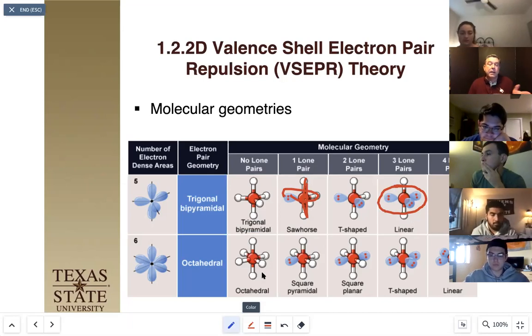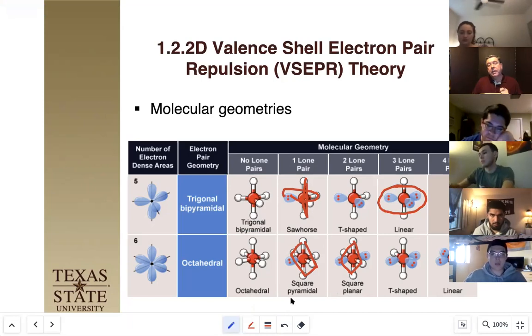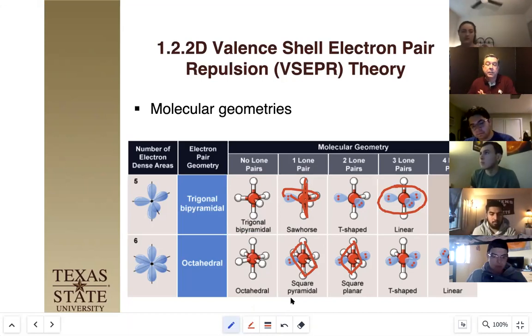And then the octahedral kind of does the same, where we go for square pyramidal, square planar right here, a T shape, and a linear shape. Again, we don't use these very much in organic chemistry, but it just goes to show you that these electronic domains control the shape of the molecular geometry because the lone pairs do take up space.